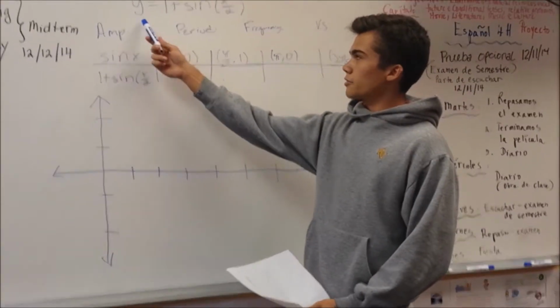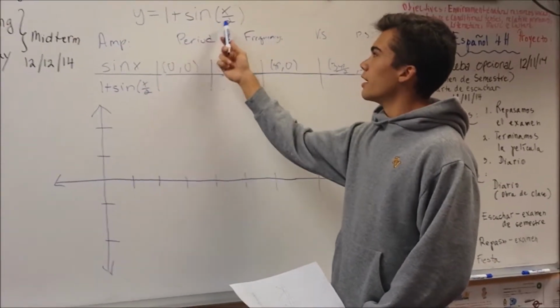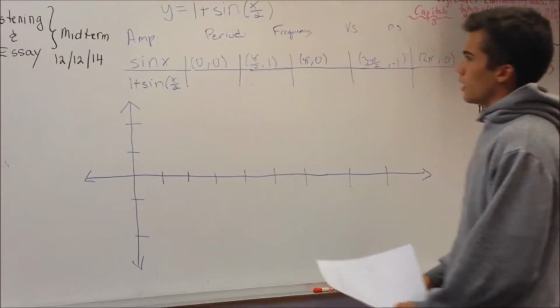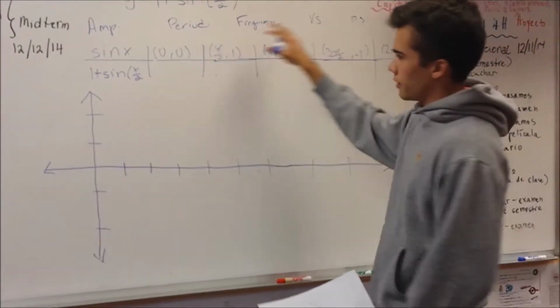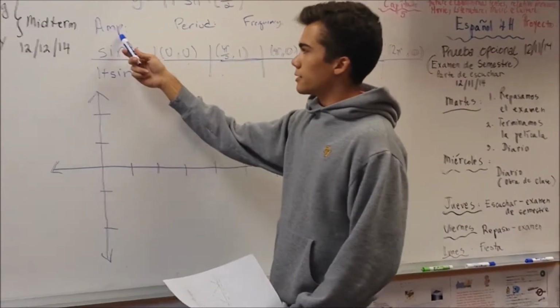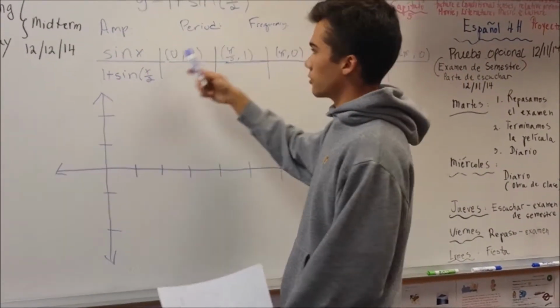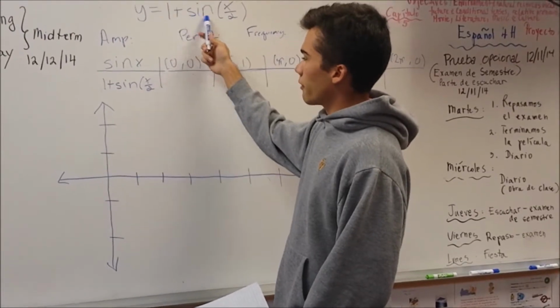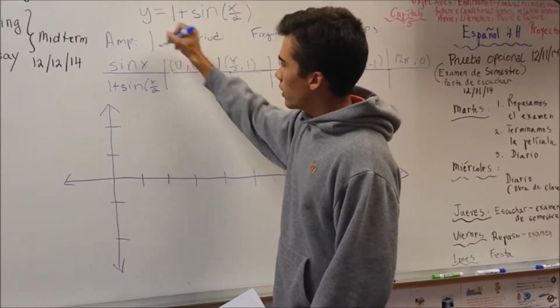The first equation we have here is y equals 1 plus sine x over 2. Now, using this equation, we can find a variety of things. First is the amplitude. In this particular case, the amplitude is only 1 because there is no number directly in front of sine. So it's simply 1.